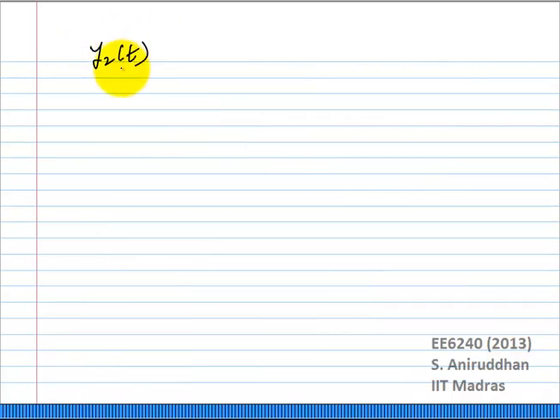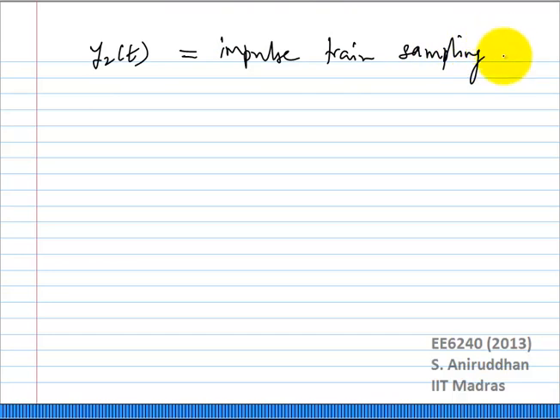So again, y2 of t, I am going to write it as an impulse train sampling the input, followed by convolution.